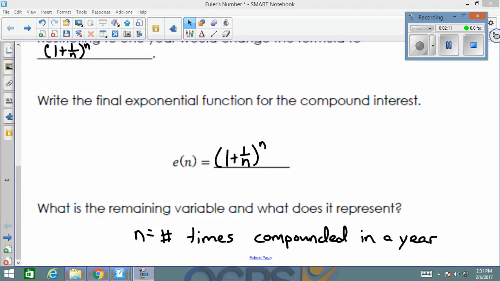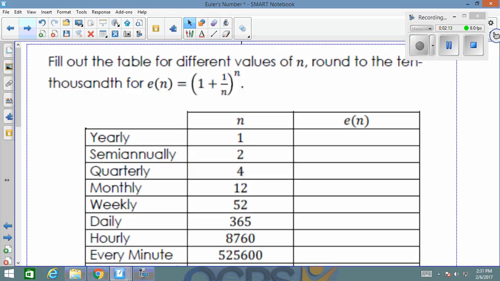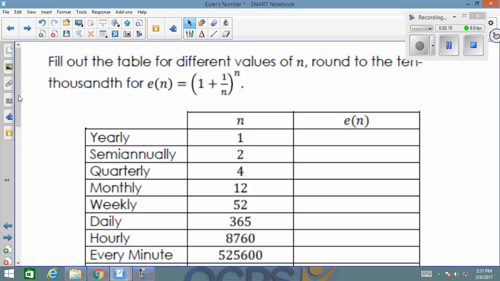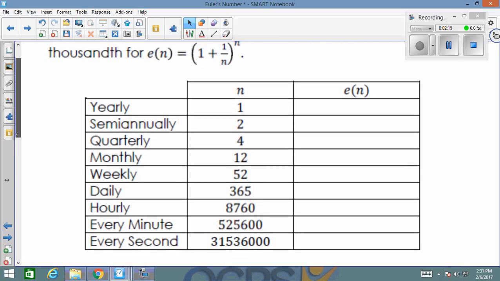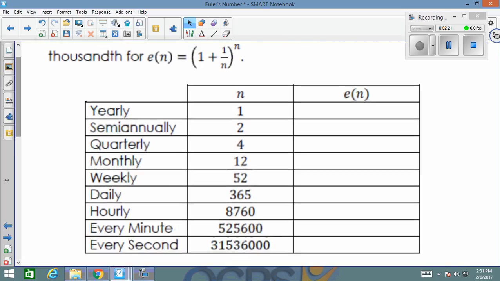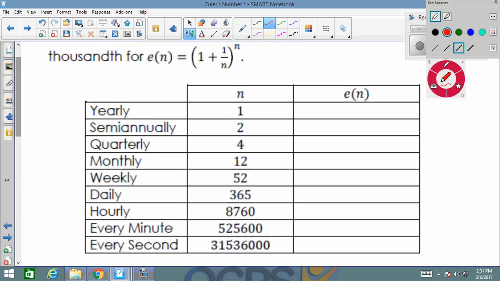Okay, so now we're going to start figuring out what Euler's number is using the formula. So our first one is when we compound it yearly. When we compound it yearly, put in 1 for N, so 1 plus 1 over 1. Well, 1 over 1 is just 1, so 1 plus 1 is 2, and N again is 1, so 2 to the first is 2. Okay, so we're going to do semiannually, N equals 2.